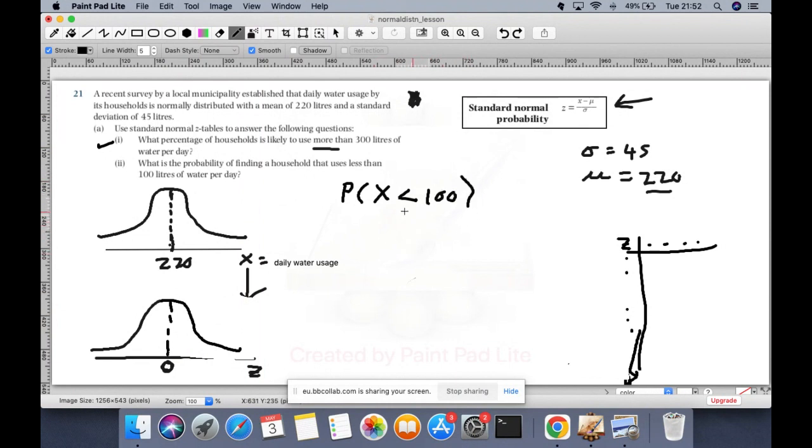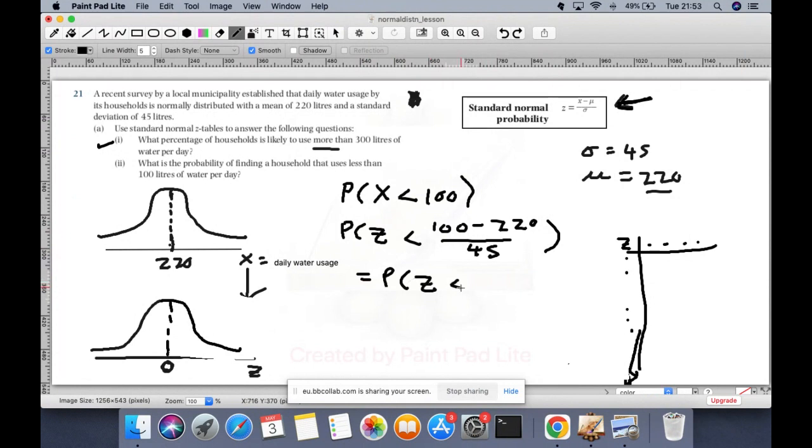Now remember, we need to convert this to a Z. So we say probability of Z less than. We'll follow this formula again here. It's x minus mu over sigma, so our x is 100, so 100 minus the mean, which is mu, which is 220, divided by sigma, which is 45. And if you do that, you get the probability of Z being less than, I believe, minus 2.67.